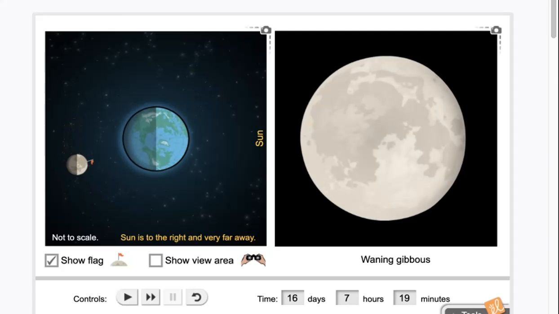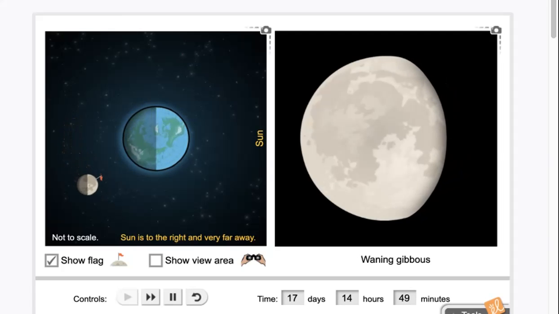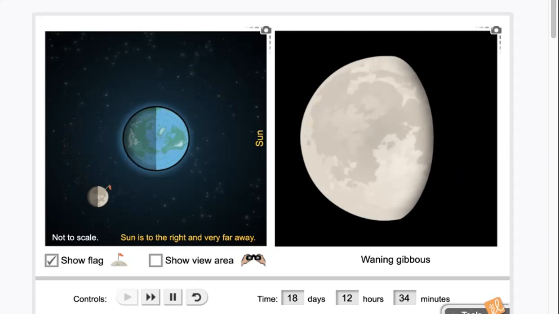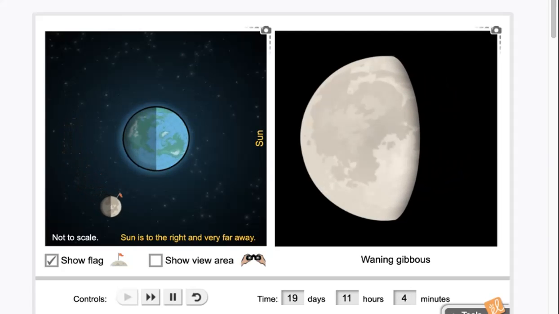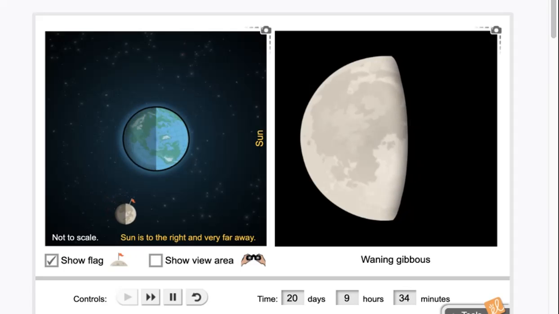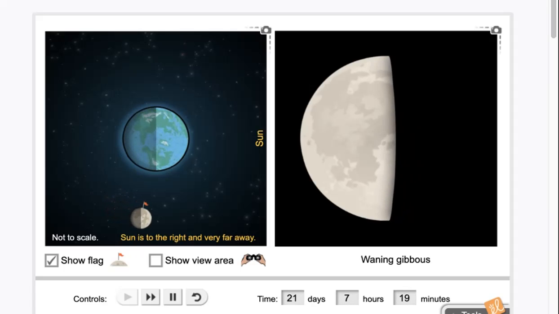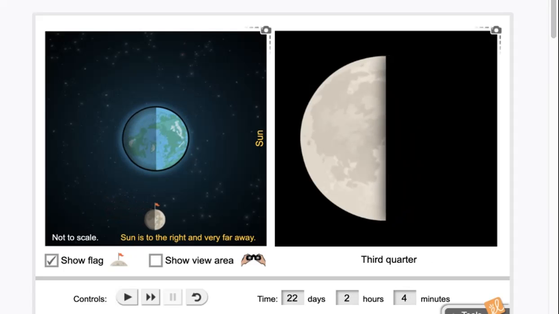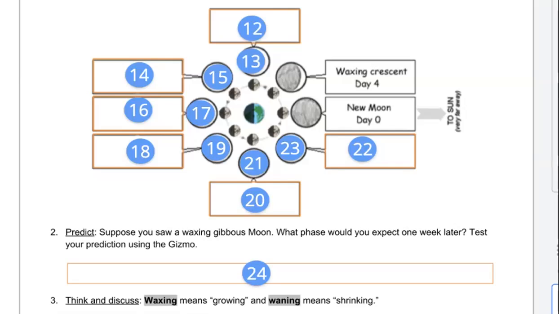And then your waning gibbous lasts 18, 19, 20, 21, 22 days. So it's like 5 days of a waning gibbous. Okay, this is the next phase. This is now number 20 and 21.